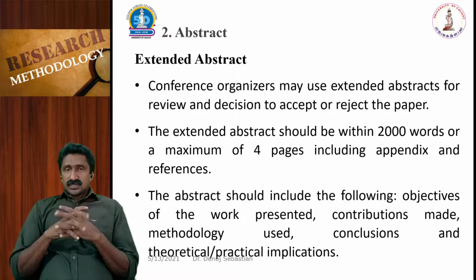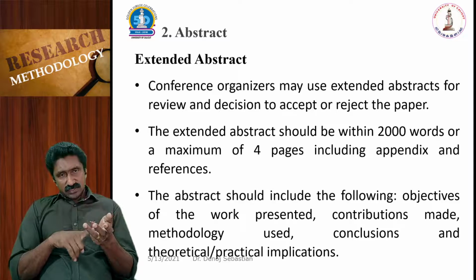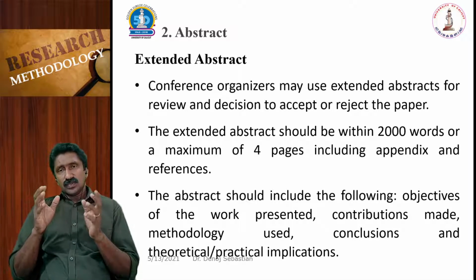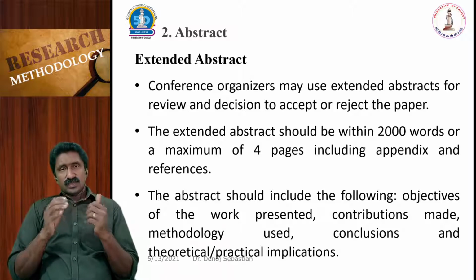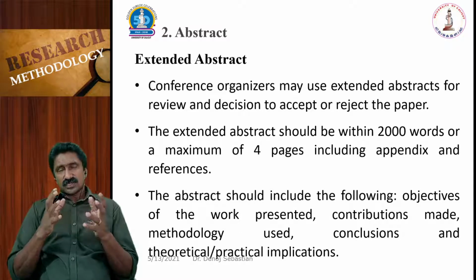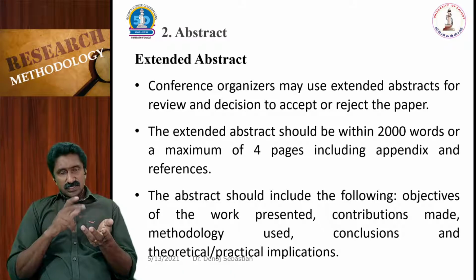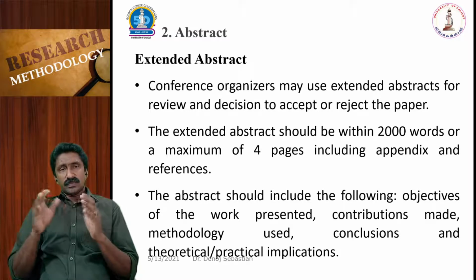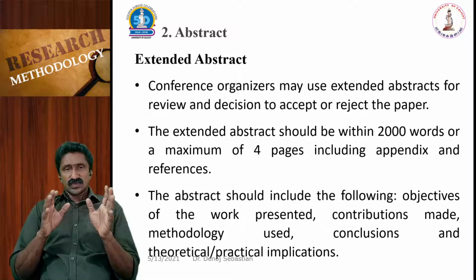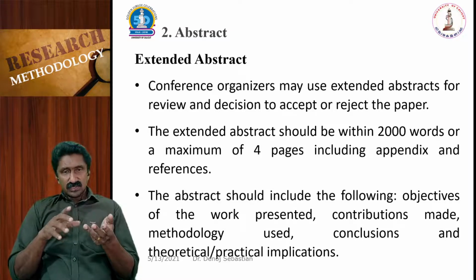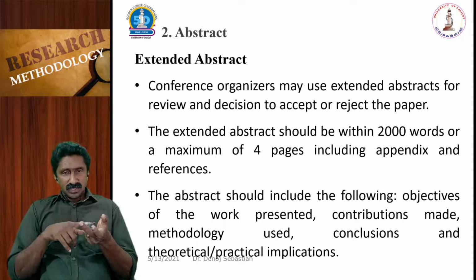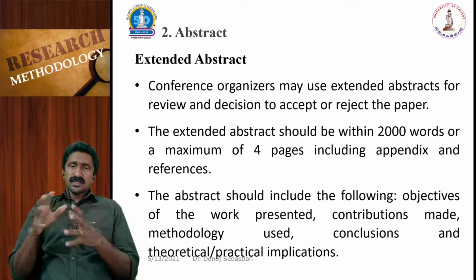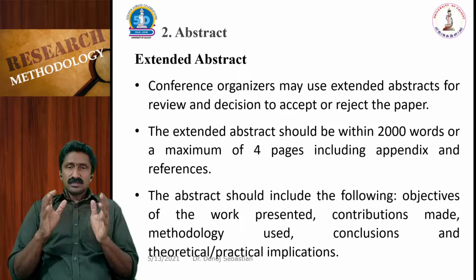Another one is the extended abstract. Conference organizers usually may use extended abstracts for review and the decision to accept or reject the paper. The extended abstract should be within a limit of 2000 words or a maximum of 4 pages, including appendix and references. So that includes references also. The abstract should include the objectives of the work presented, contributions made, methodology used, conclusions, and theoretical and practical implications, and even the references.